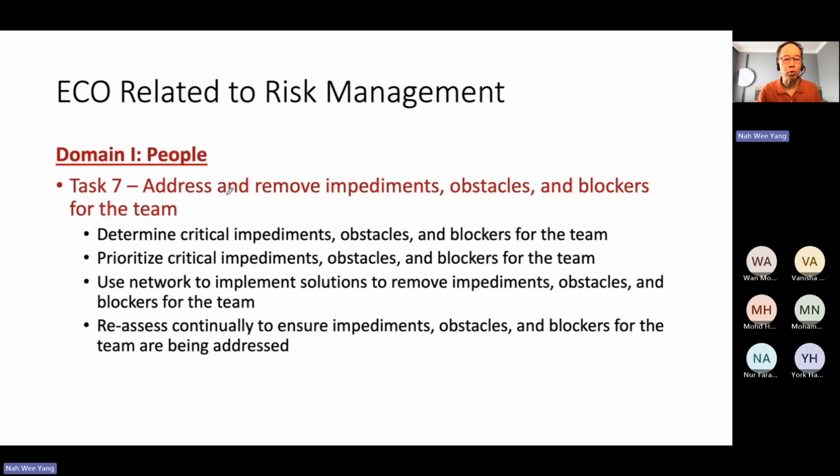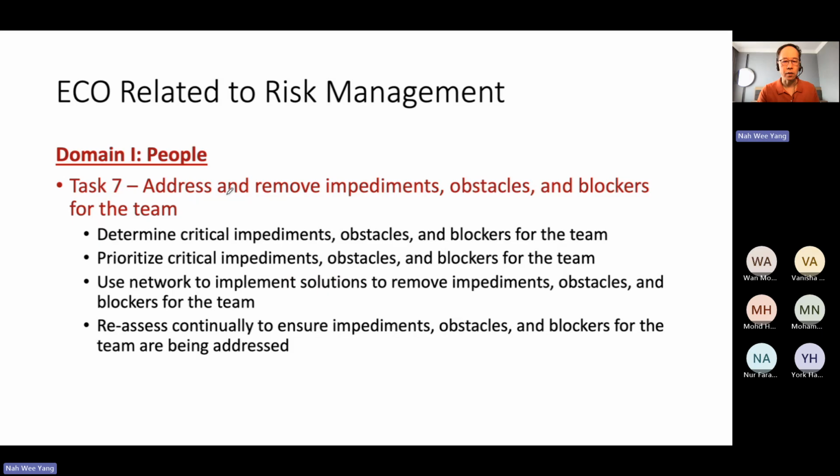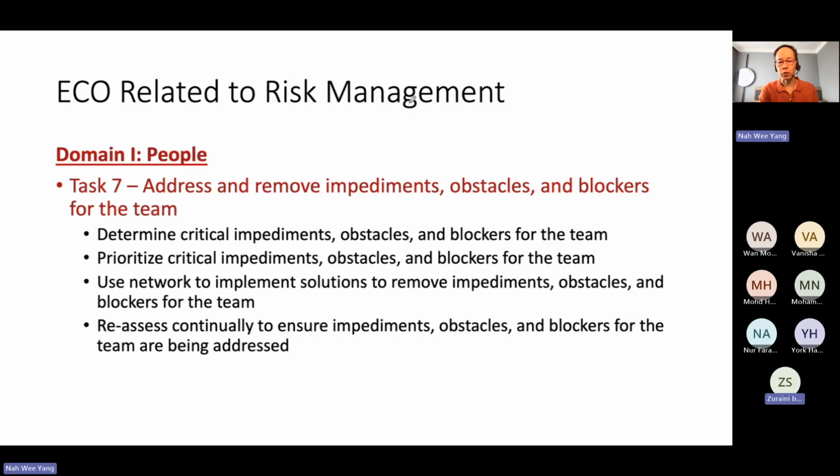Sorry, there are two domains in the exam syllabus that relate to risk management. One is Domain 1, People, and the other one is the Process domain. So altogether there are three tasks related to these two domains that relate to risk management. In the People domain, this is Task 7: address and remove impediments, remove the obstacles, remove the blockers for the team. So it is very much about what we can do to help the team solve certain problems related to uncertainty, right?